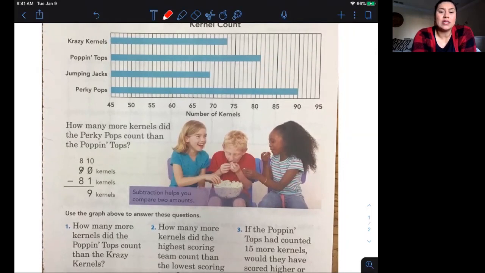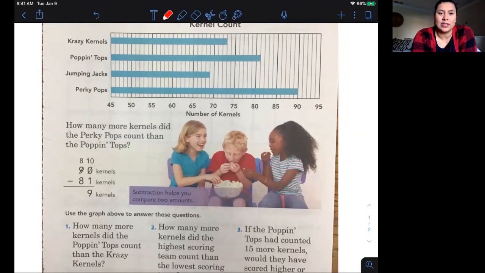So we're going to be doing some subtraction because remember, subtraction helps us know the difference of two numbers, right? What's the difference? How many more? What is left? Things like that. So let's listen to what it's asking us here. How many more kernels did the Perky Pops count than the Poppin' Tops?